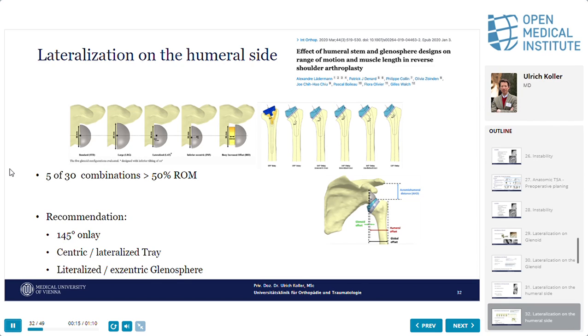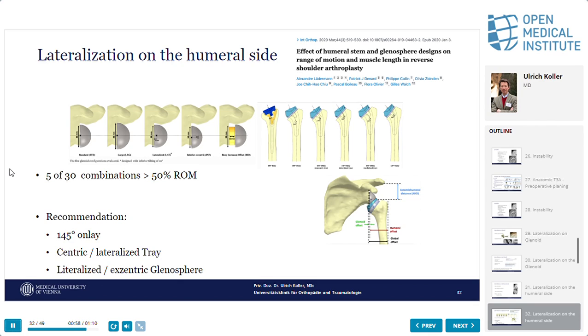They had 5 different possibilities on the glenoid side and 6 different possibilities on the humeral side, and 5 of 30 combinations showed a better range of motion, more than 50%. Their recommendation was an onlay with a neck shaft angle of 145 degrees, an eccentric or lateralized tray, and a lateralized and eccentric glenosphere, so you can also improve the range of motion here.